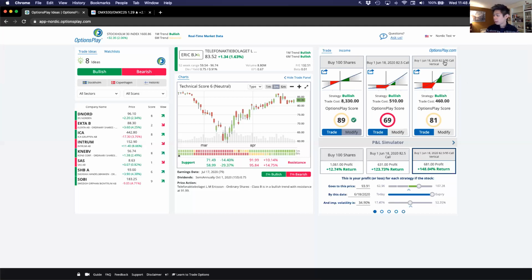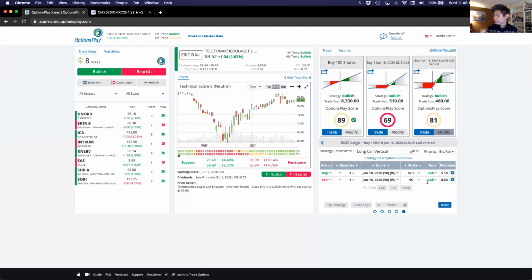Versus buying the 82.5 call option for 510 crowns, but then selling a 95 call against it for 50 crowns. So what I'm doing here is collecting 50 crowns out of the 510, and that's basically reducing my cost on this particular trade by about 10%.